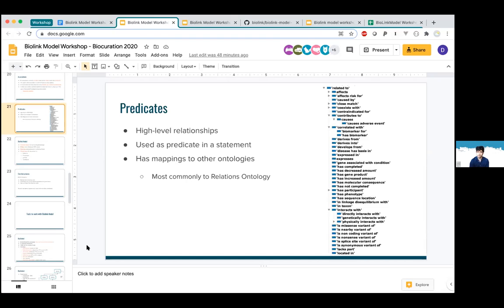A way to get around that is what we call reification, where these statements are represented as nodes by themselves. But to allow for something like that, you need to be able to say that the statement is of a particular type. And that's why we have this separate hierarchy in the model to support that.